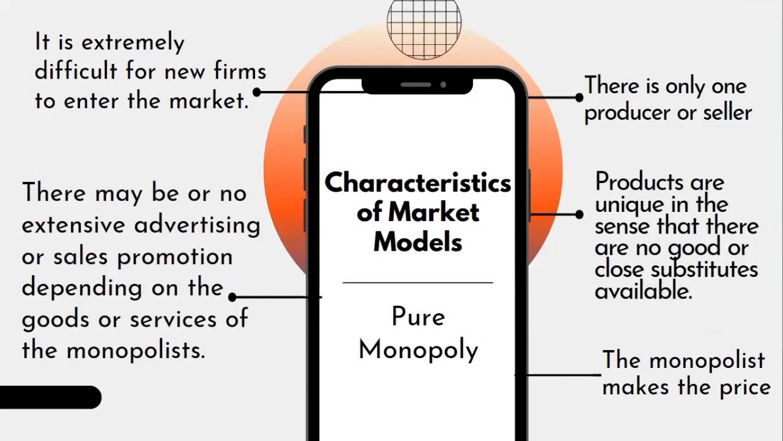Okay, now let's proceed to the characteristics of pure monopoly. In pure monopoly, there is only one producer or seller. Products are unique in the sense that there are no good or close substitutes available, and the monopolist makes the price. It is also extremely difficult for new firms to enter the market, and there may or may not be extensive advertising or sales promotion depending on the goods or services of the monopolist.